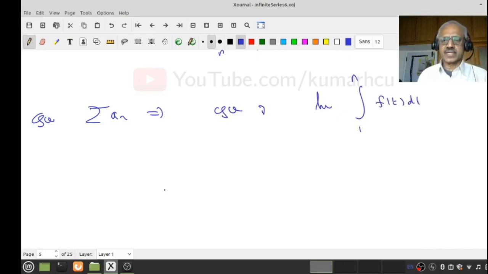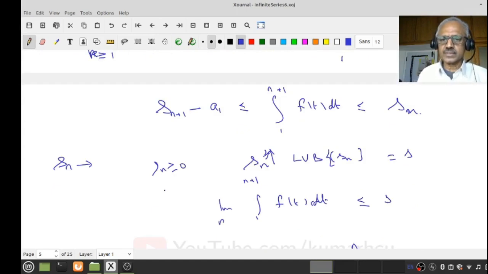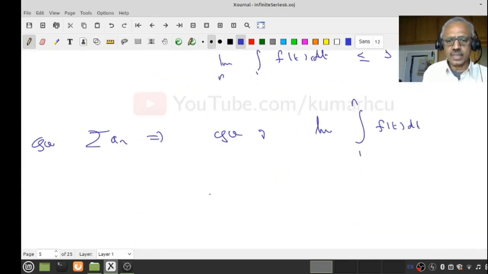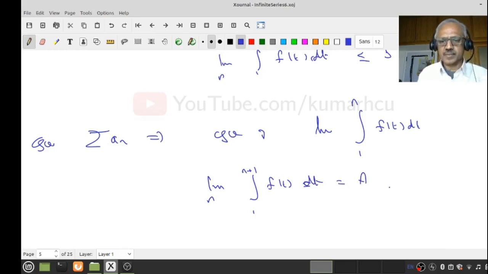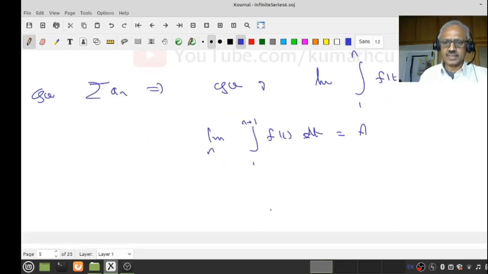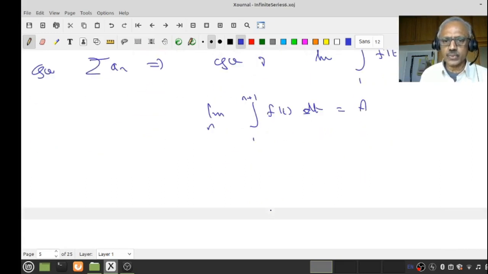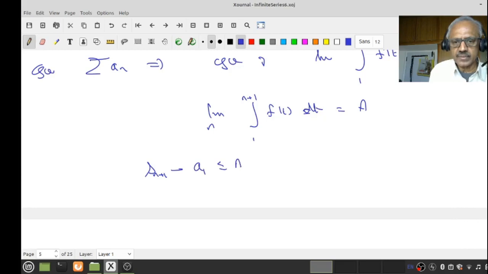And the converse is exactly similar, because let's look at this: the integral from 1 to n plus 1 of f(t) dominates this. Suppose the limit as n goes to infinity of the integral from 1 to n plus 1 of f(t) dt equals, let us say, A. Remember, A will again be the LUB of these numbers, because these form an increasing sequence of non-negative numbers. Therefore what do I know? I know that S_(n+1) minus a_1 is less than or equal to A.